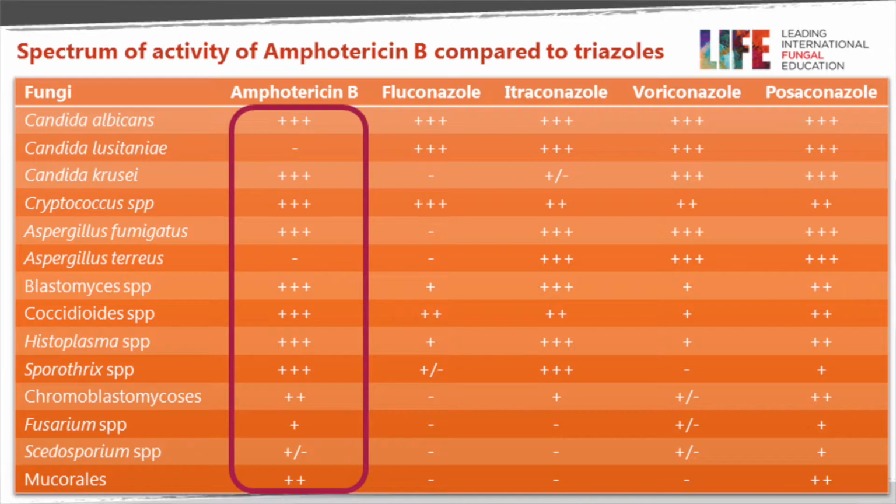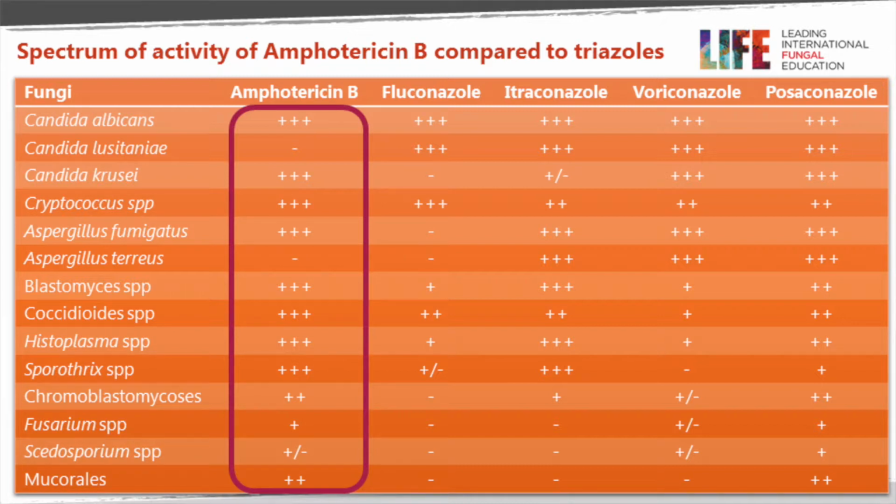If we show this slide, just looking at amphotericin B in the first column, followed by the triazoles going from fluconazole up to posaconazole, and on the left-hand side a list of some of the different yeasts, dimorphic fungi and molds, you can see there are differences in their spectrum of activity. So if you look at Candida species, for example, there is a hole with amphotericin B in that it doesn't cover Candida lusitaniae, while fluconazole and itraconazole, for example, do.